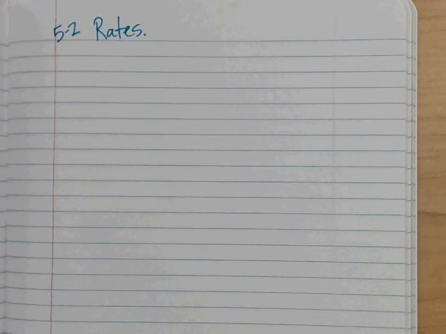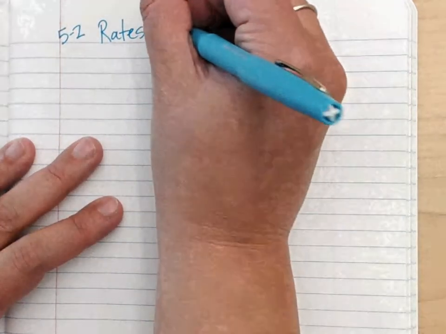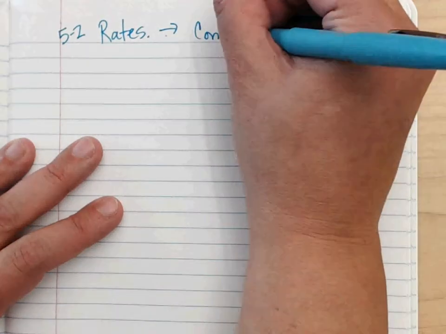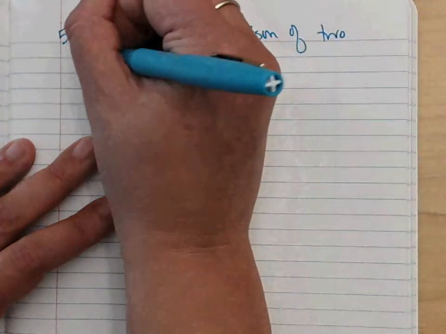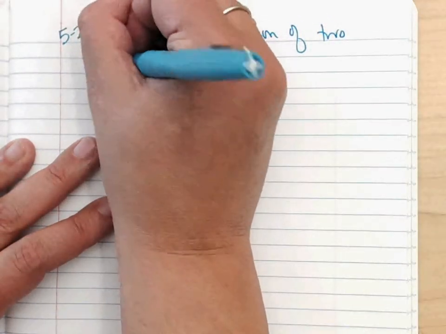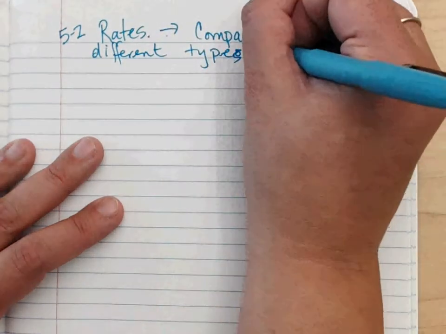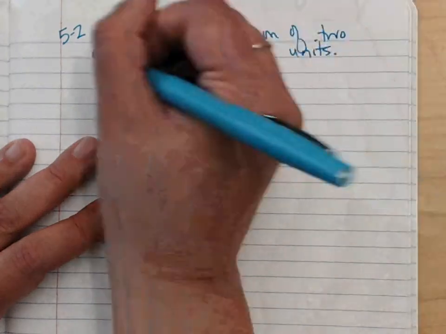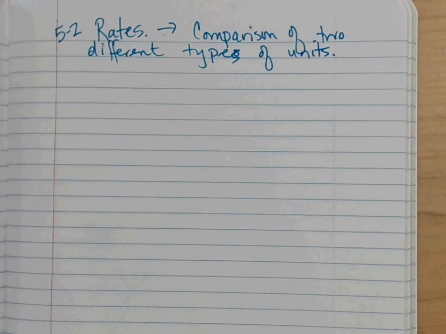So a rate is a comparison of two numbers with different units. So just like a ratio, we're comparing using division. So a comparison of two different types of units. Sorry there, my handwriting got a little messed up. Okay, so they can never be the same.